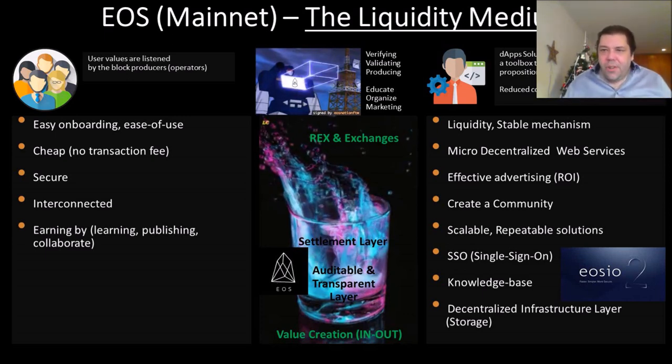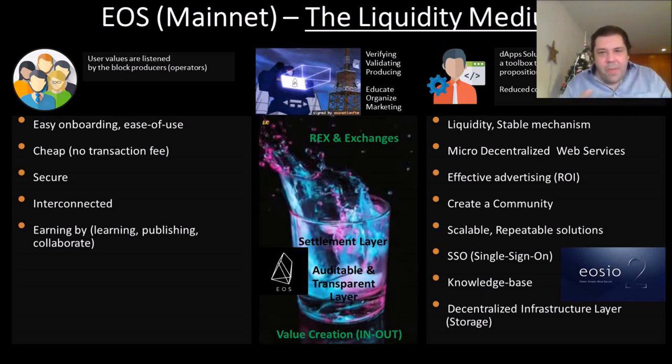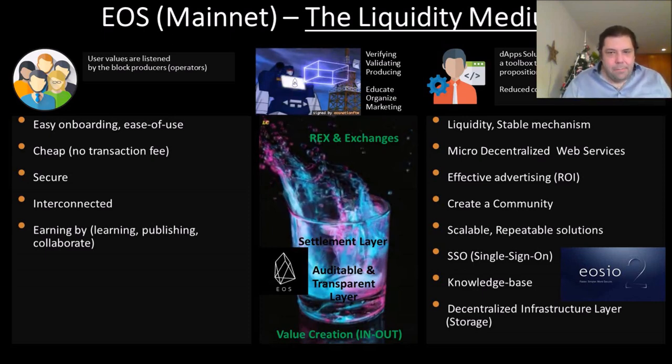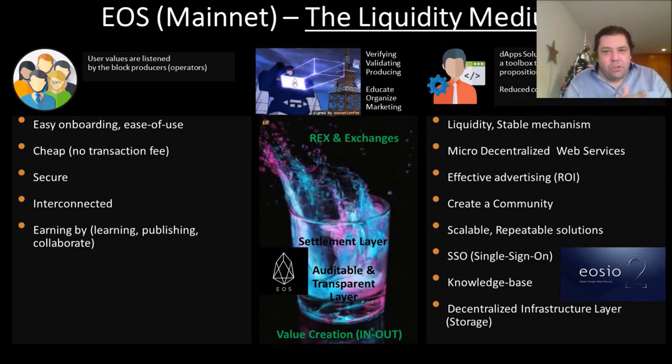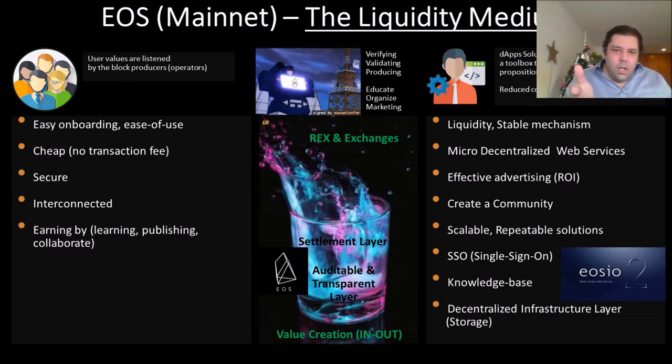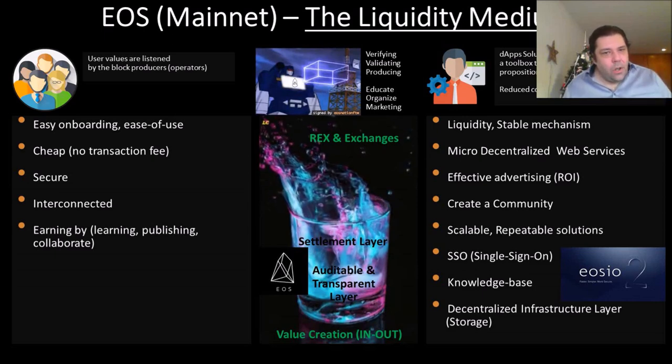For the Dapp solution providers and developers, they need a toolbox to create their platform. You can use the EOSIO smart contract platform, and also the EOS mainnet as a main blockchain to develop your decentralized application. And you also need reduced costs to offer your service if you are using the EOS mainnet, the EOSIO technology. You want to have reduced costs, and we have these possibilities. So the developers want to have a liquid and stable mechanism, and also micro decentralized web services. You also need effective advertising, a return on investment.